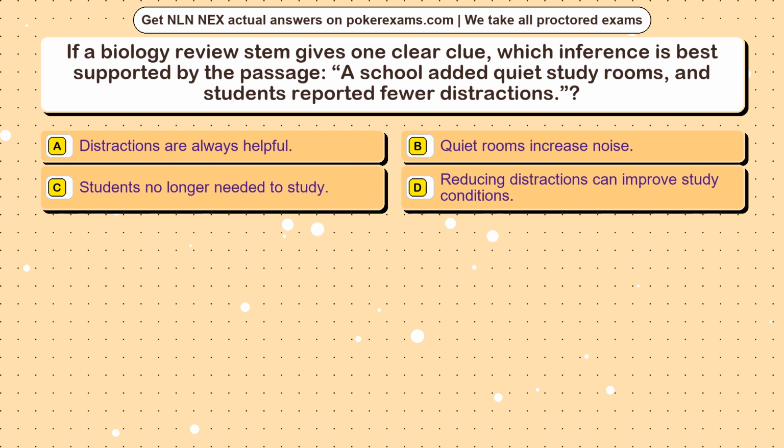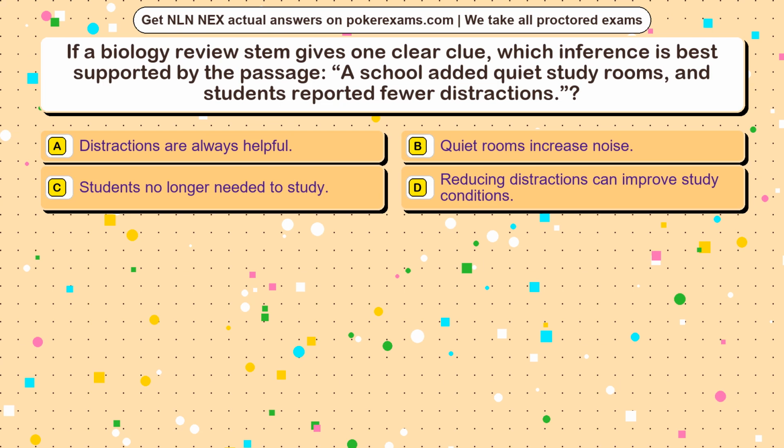Question 4. If a biology review stem gives one clear clue, which inference is best supported by the passage? A school added quiet study rooms, and students reported fewer distractions. Option A, distractions are always helpful. Option B, quiet rooms increase noise. Option C, students no longer needed to study. Option D, reducing distractions can improve study conditions.